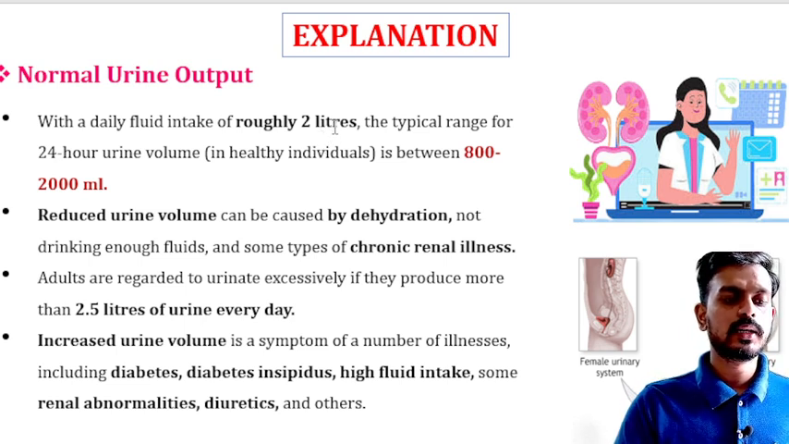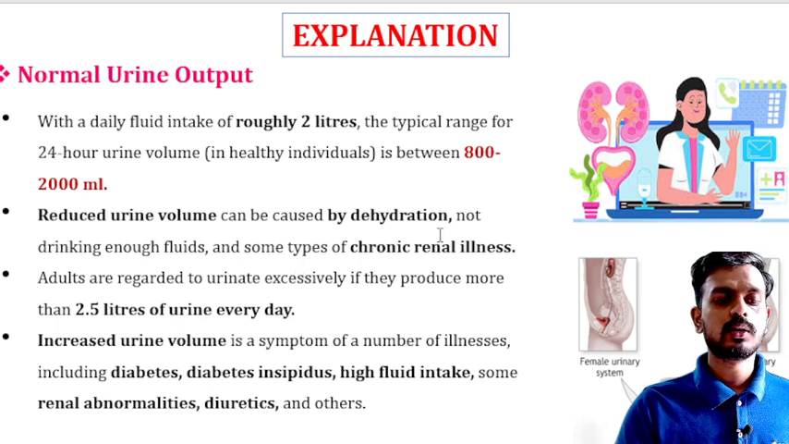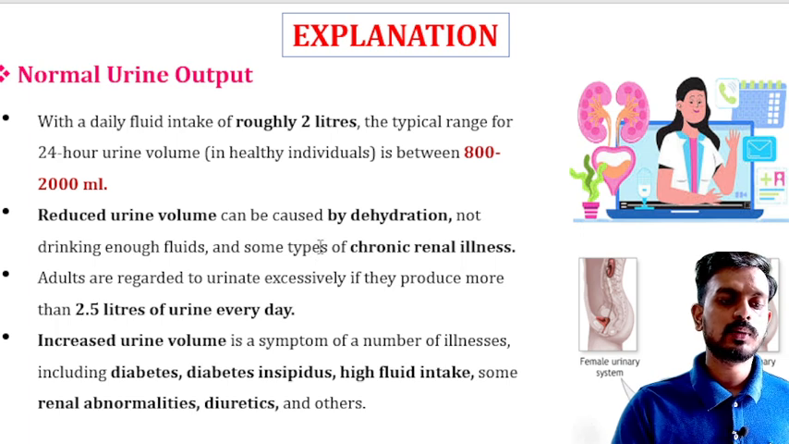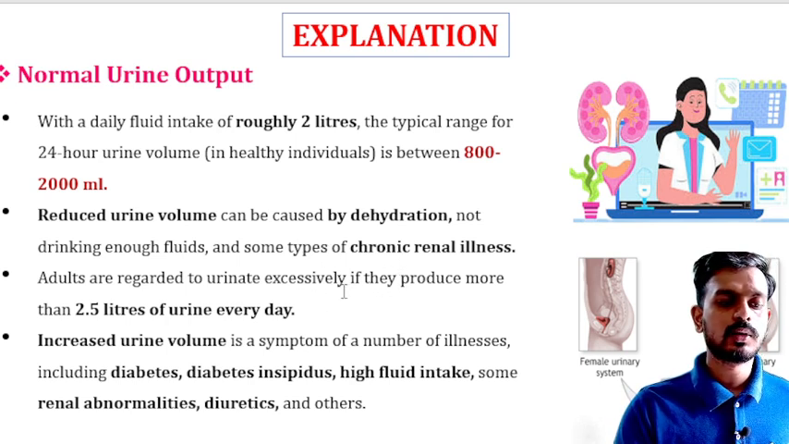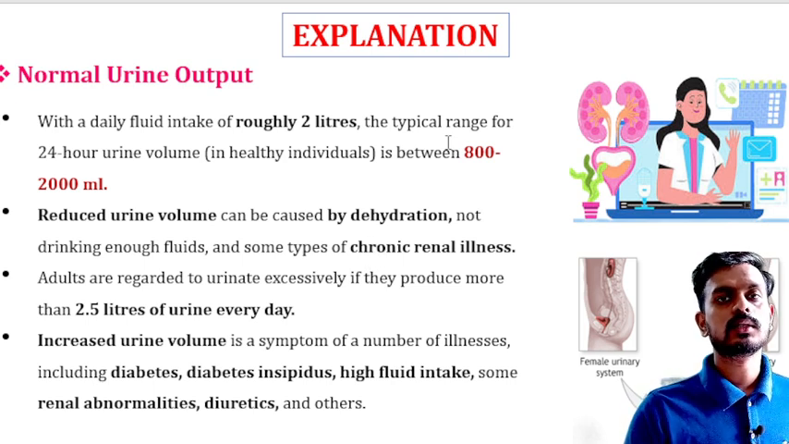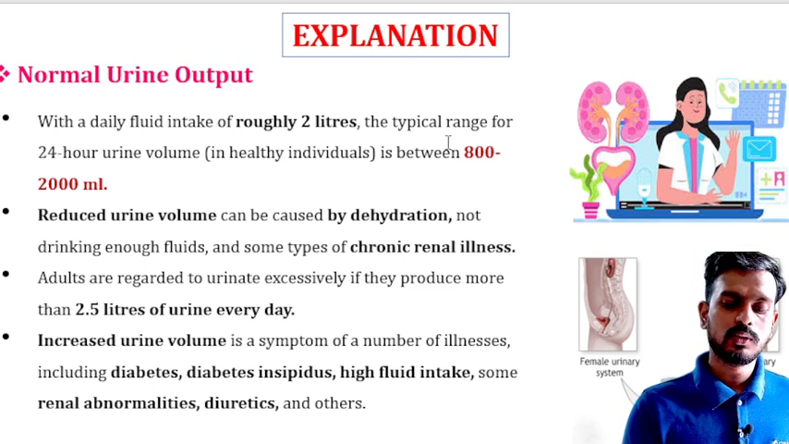Reduced urine volume can be caused by dehydration, not drinking enough fluid, and some types of chronic renal illness. Adults are regarded to urinate excessively if they produce more than 2.5 liters of urine per day. Increased urine volume is a symptom of a number of illnesses, such as diabetes or diabetes insipidus, or renal abnormalities. Then the urine volume can increase.